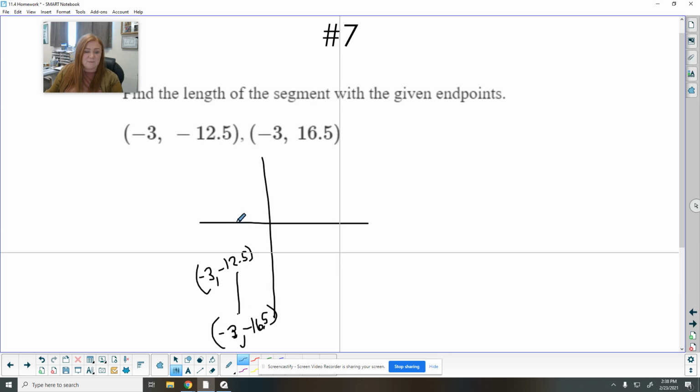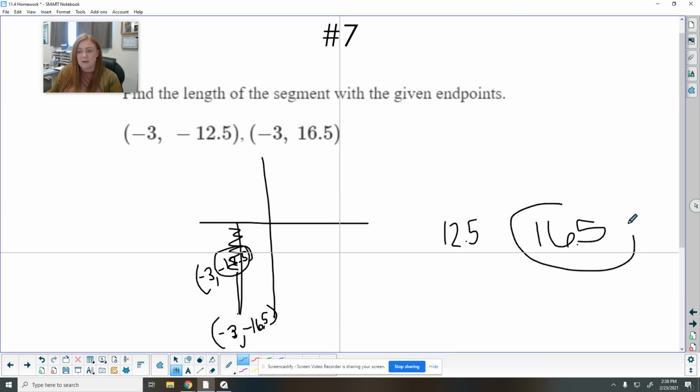So I want to find this distance. How did I get from 0 to the first one? We went down 12.5, which is the absolute value of negative 12.5. And then to get to the second one, we went down negative 16.5, which has an absolute value of 16.5. So we need to get rid of this extra piece here. So we're going to take the longer number, subtract the shorter one to get rid of this extra, and that will tell us the distance that is left.